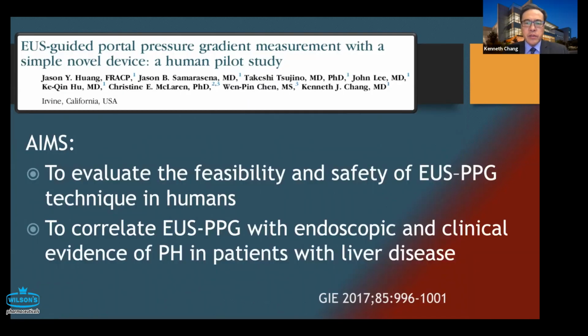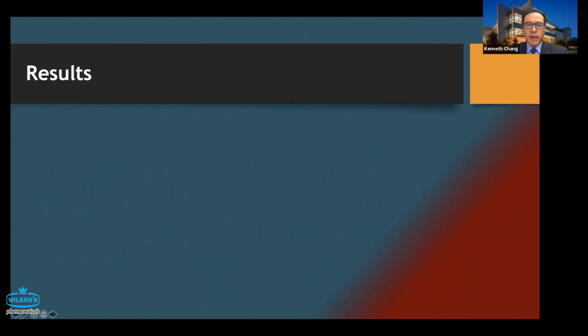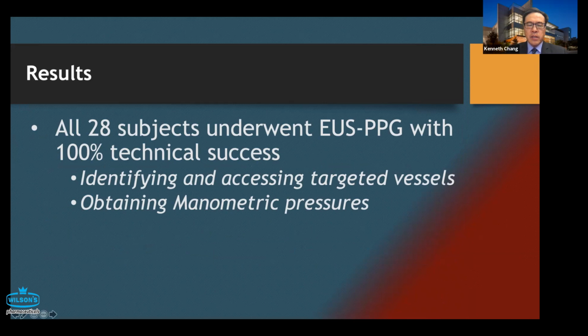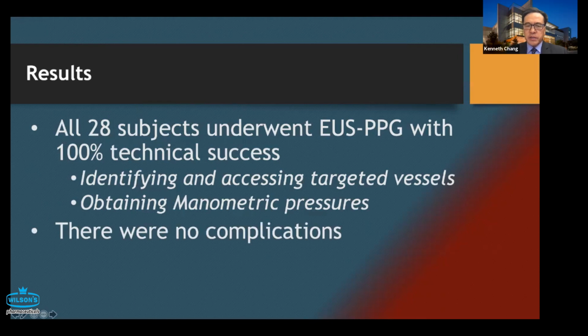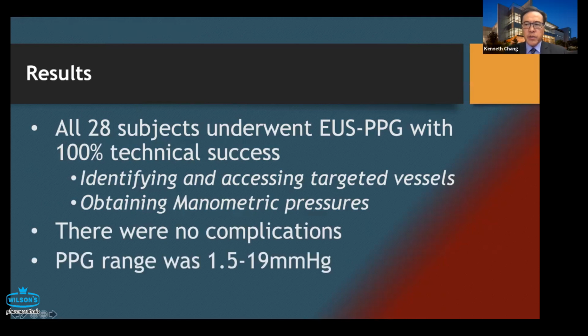Then we went on to perform the human pilot study. We published this in GIE in 2017, where we looked at the feasibility and safety of the EUS PPG technique in humans. We wanted to correlate the value of the PPG with the endoscopic and clinical evidence of portal hypertension in these patients with liver disease. We enrolled 28 patients, and we were able, 100% of the time, to identify and access the targeted vessel and obtain meaningful manometric pressures. There were no complications in the pilot study, and I've now done close to 150 patients. There still remain no serious adverse events. The portal pressure gradient ranged from very normal, 1.5, to quite high at 19.